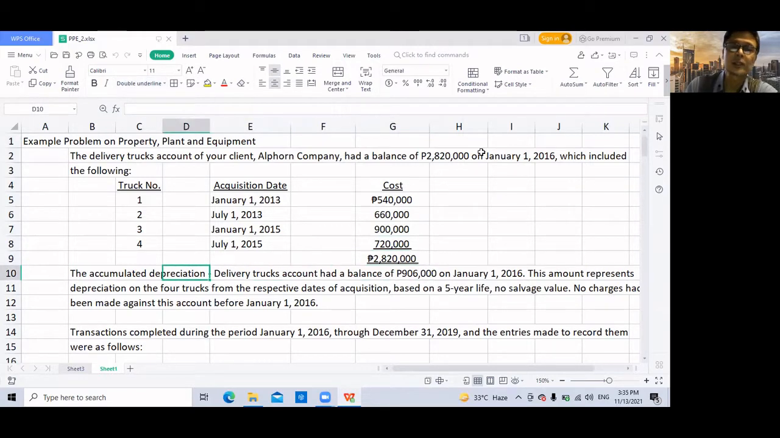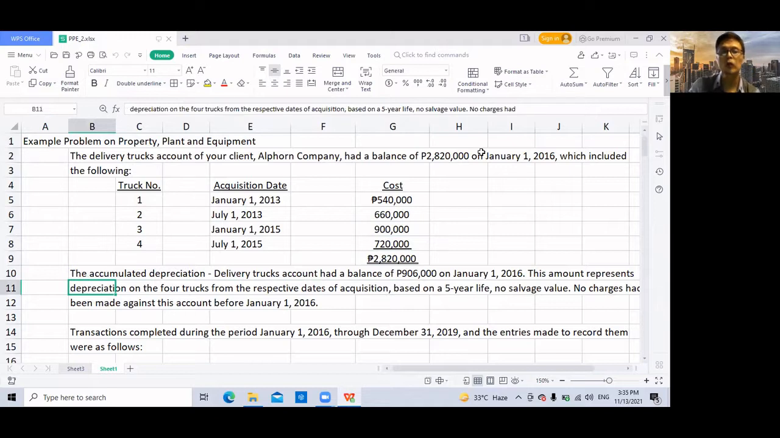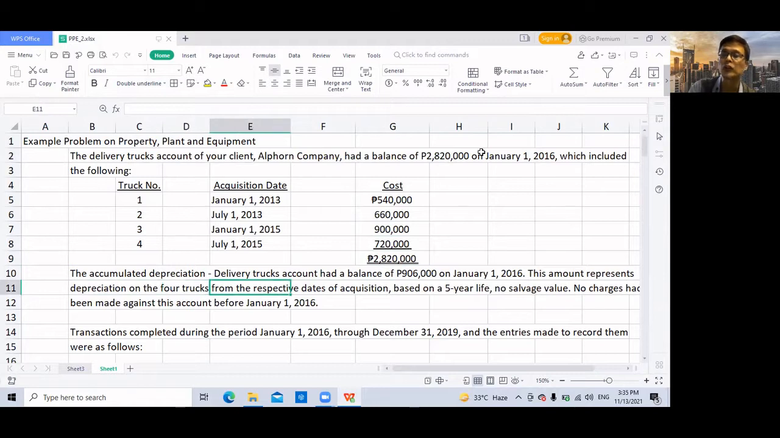This amount represents depreciation on the 4 trucks from their respective dates of acquisition based on a 5-year life, no salvage value. So ito yung policy ng company to depreciate these types of assets for 5 years, yung useful life nila. But when you say useful life, it's not necessarily hanggang doon mo na lang magagamit yung asset. Ito lang yung useful life niya doon sa negosyo, doon sa operations nila.